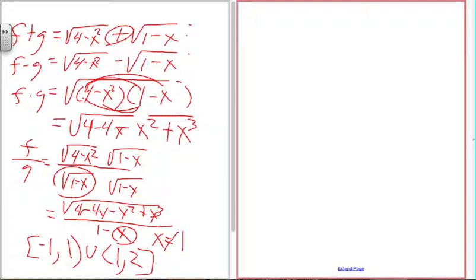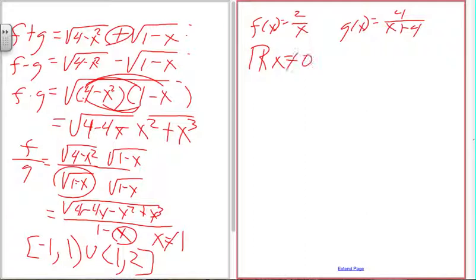Let's work another quick example here of what I just did. F of x is 2 over x. G of x, 4 over x plus 4. So the domain on this one is going to be all real numbers, but x cannot equal 0. The domain of g of x is going to be all real numbers. X cannot equal -4. Okay?